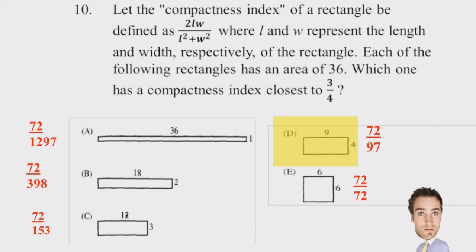In fact, if you convert D, 72 over 97, you're going to get something pretty close to 0.75. It's not going to be exact, but it's the closest one. And indeed, choice D is the answer.